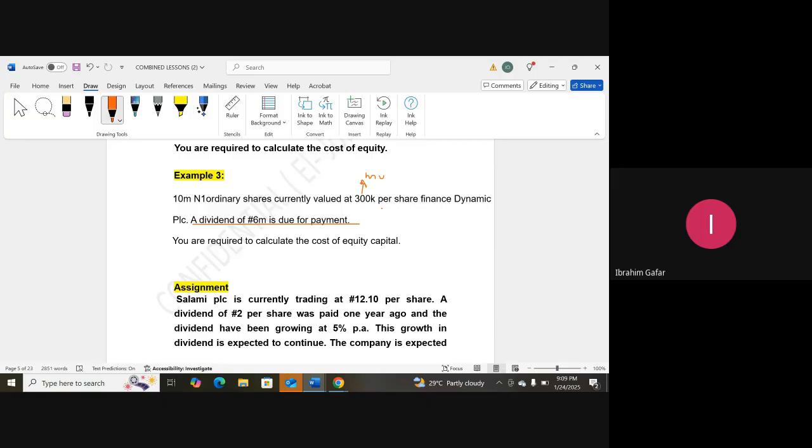And if you remember, I gave a formula that when you are calculating the cost of equity without growth rate, we have D naught all over market value ex div. So therefore, the cost of equity will be equal to the dividend. How much is the dividend? 6 million naira, all over market value.